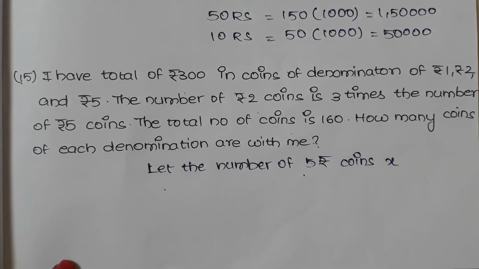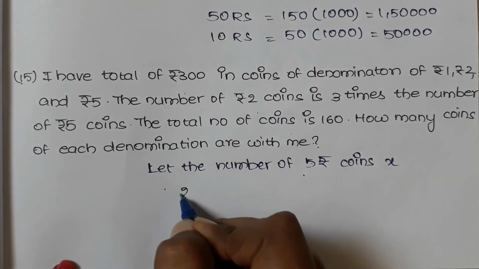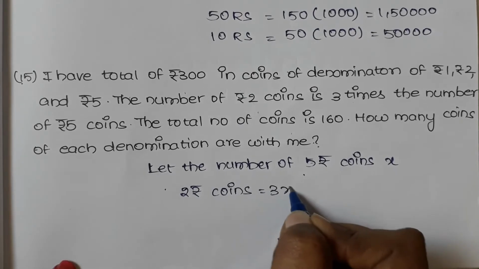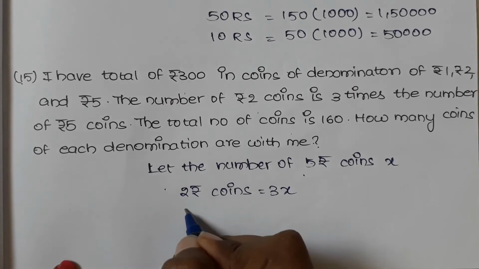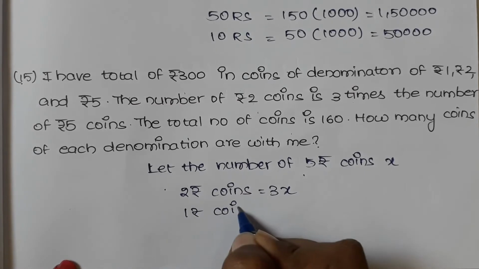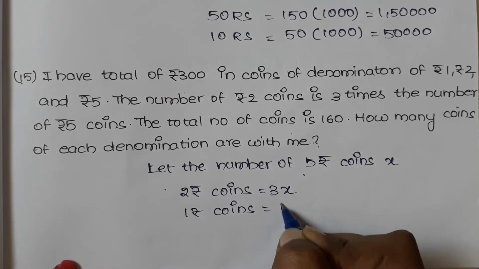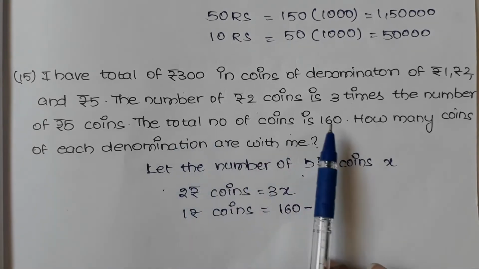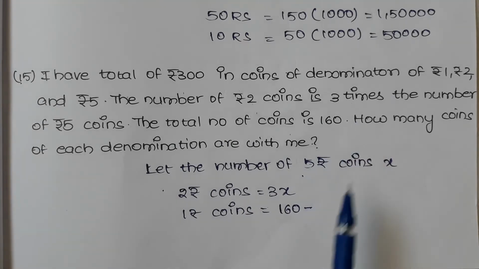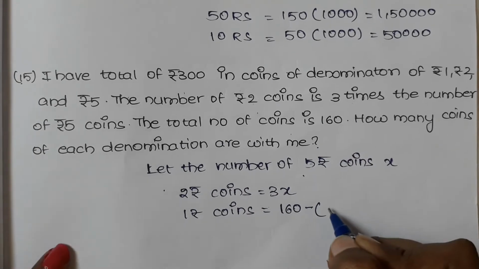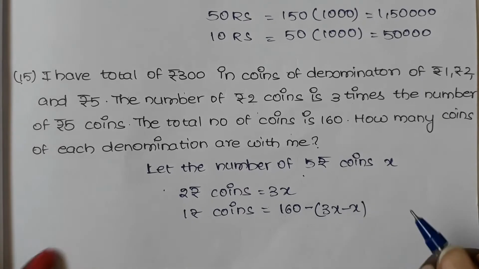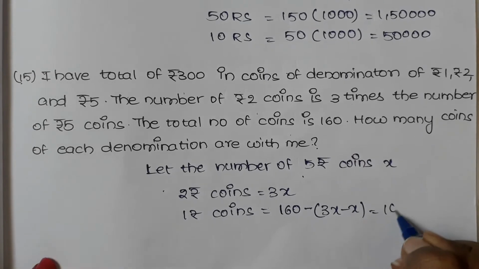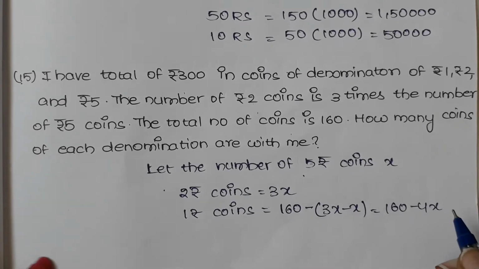Now the number of 2 rupee coins is 3x, and the number of 1 rupee coins is 160 minus, here 160 is the total number of coins. From that 160 we have to subtract these 2 rupee and 5 rupee coins. We will get the 1 rupee coins equal to 160 minus 4x.